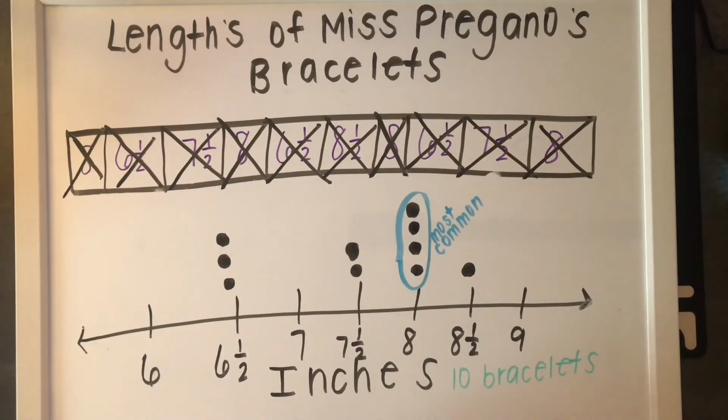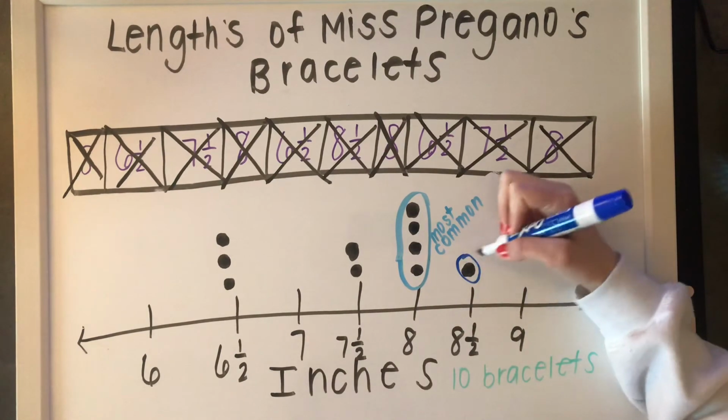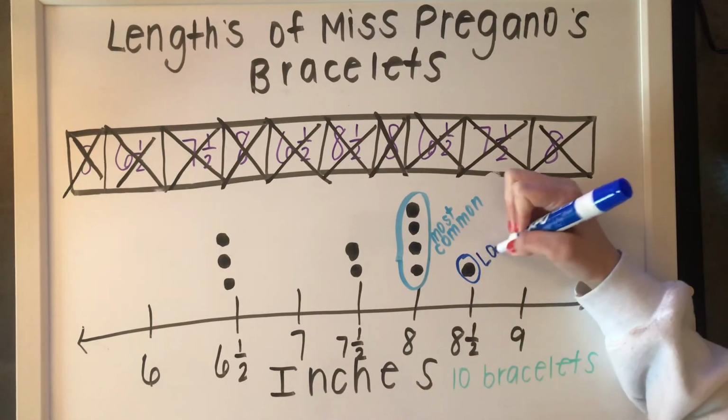They can ask us which one is the longest bracelet. If we're thinking about length in inches, we would just find the largest number. You're not going to choose 9 inches because there are no plot points over 9 inches. So the longest length of bracelets that we actually have is 8.5 inches, which would be the longest bracelet.